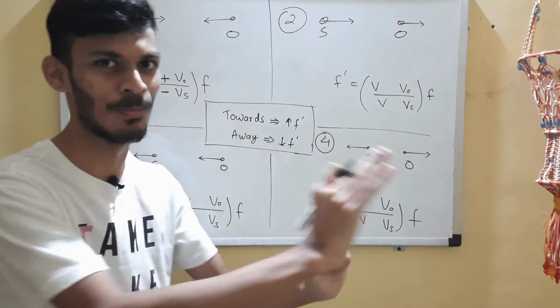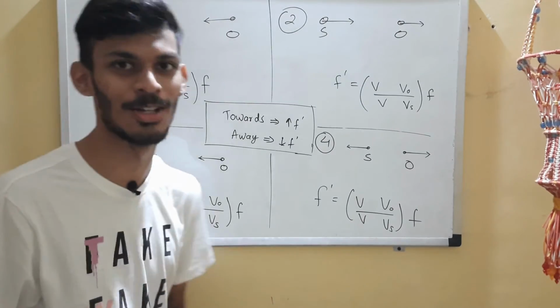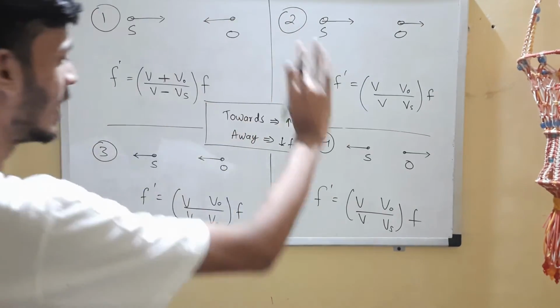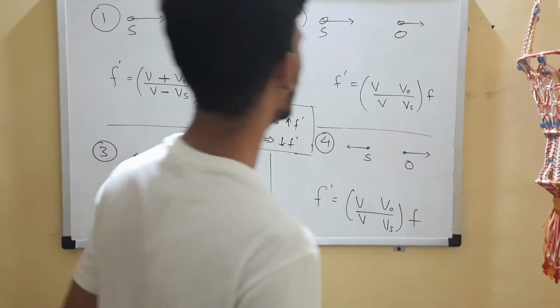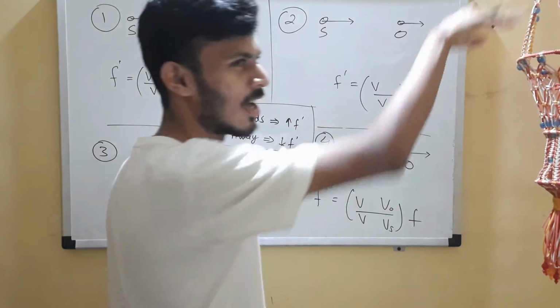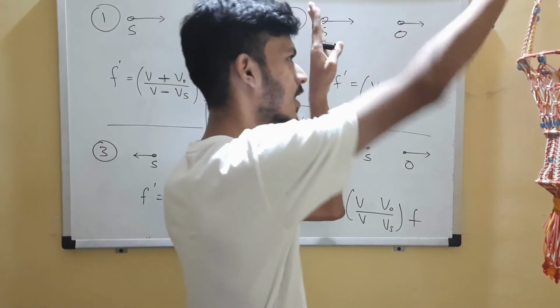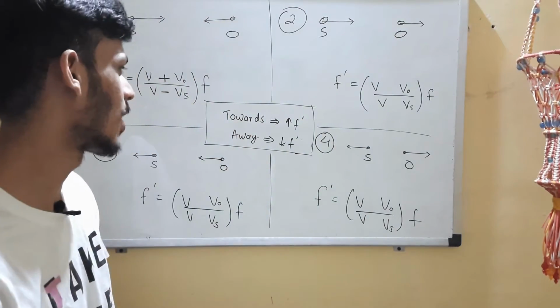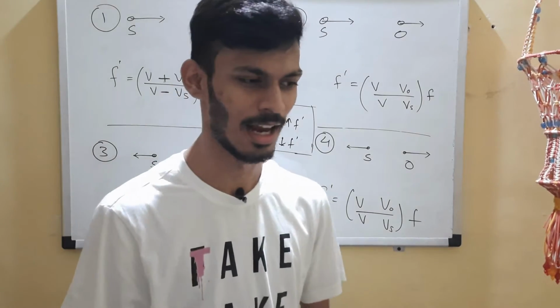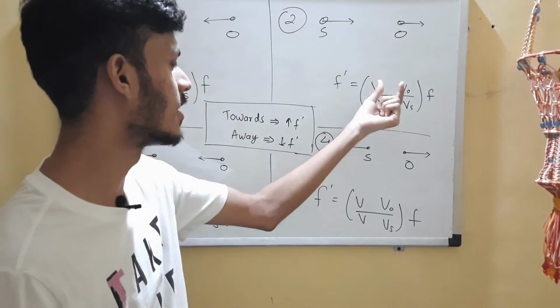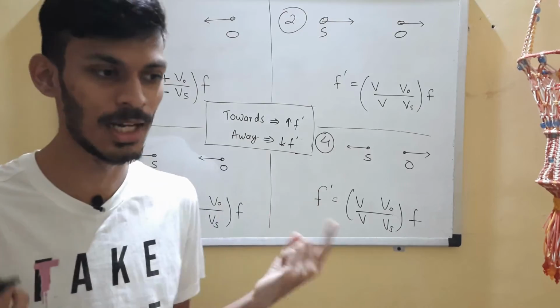Let's come to case 2. Case 3 you'll do it by yourself, I bet you. So let's do it again. In this case you can see that the observer is moving away, right? Source is over here, observer is moving away from the source. Away means it is trying to decrease the frequency. It's trying to decrease the frequency, and it's in the numerator.